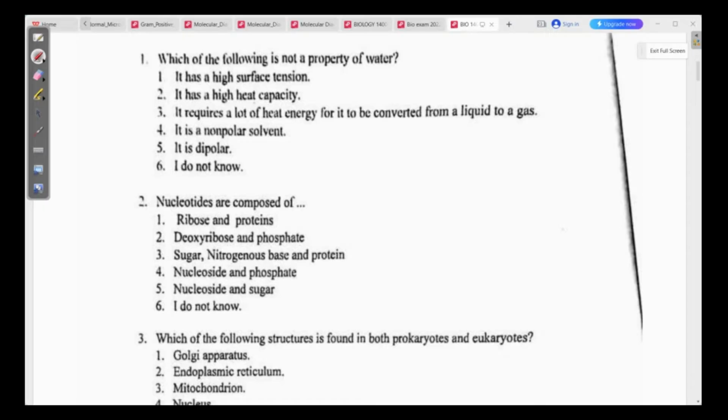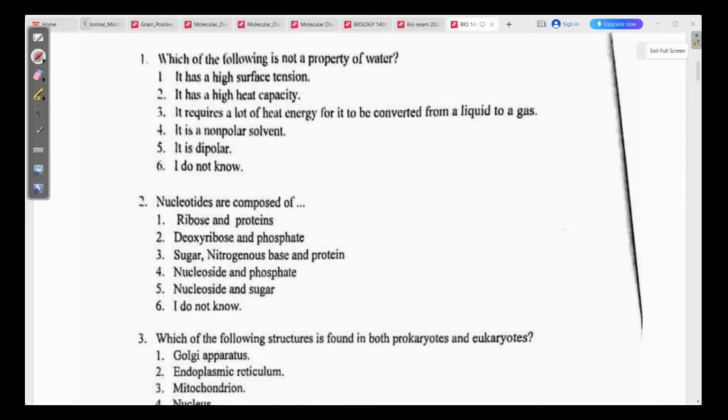1. It has a high surface tension. So this is true. It has a very high surface tension. That is the reason why some insects are able to walk on water. That is the surface tension of water. So it has high surface tension, it's true.